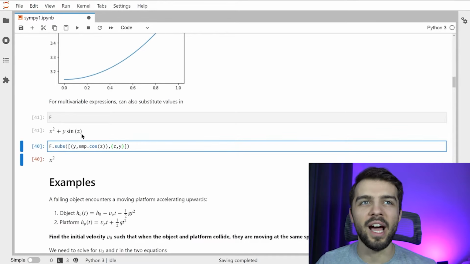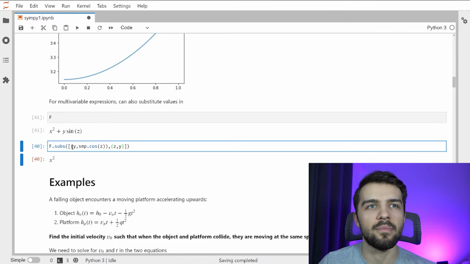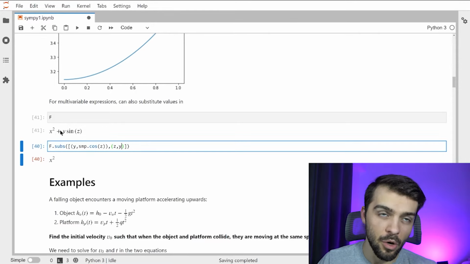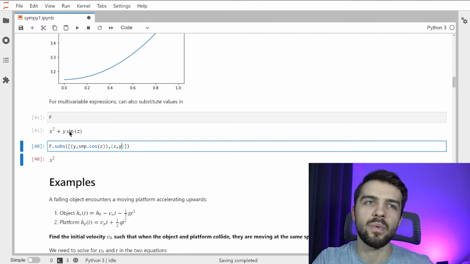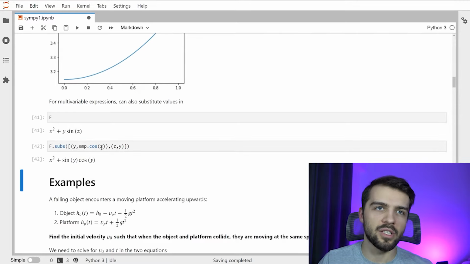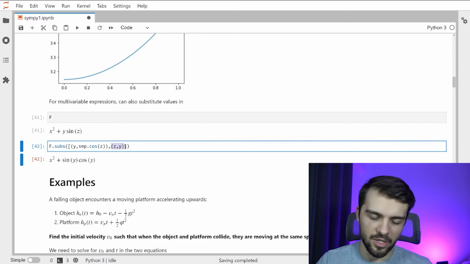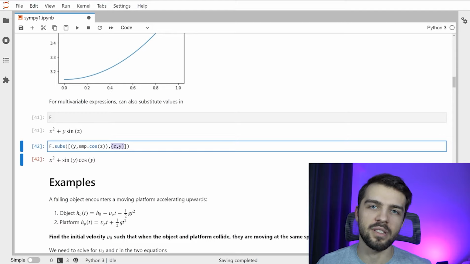And then I'll explain what happens: wherever there's a y, you put cos z. So I get x squared plus cos z sine z. And then whenever there's a z, I put y. So then it turns cos z sine z into cos y sine y. So it does this substitution first, and then it does this substitution. So that's the substitution of variables in symbolic expressions in SymPy.